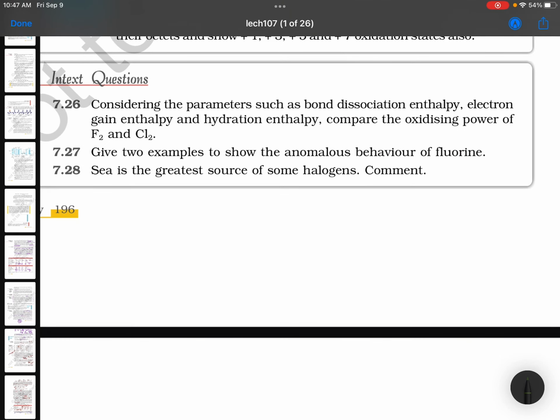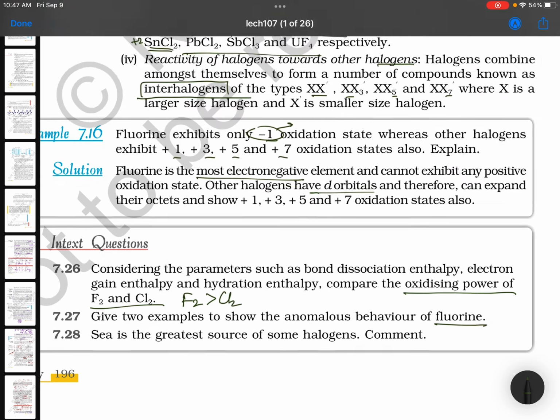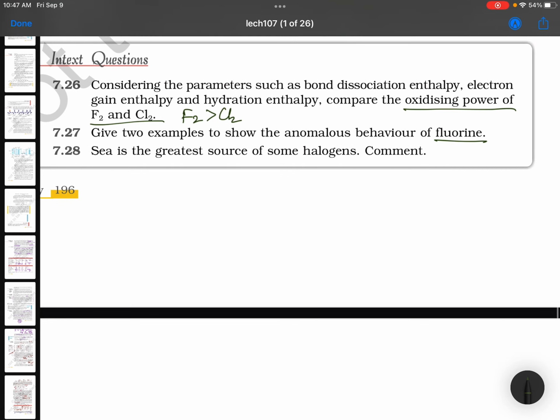Here some questions are there. Dissociation enthalpy. Compare the oxidizing power of fluorine and chlorine. Fluorine is very strong than chlorine. Give 2 examples to show the anomalous behavior of fluorine. Not 2, you just go up, you can see many. Sea is the greatest source of some halogens.